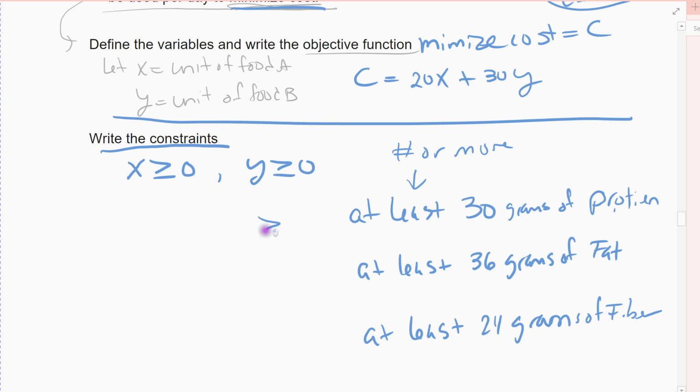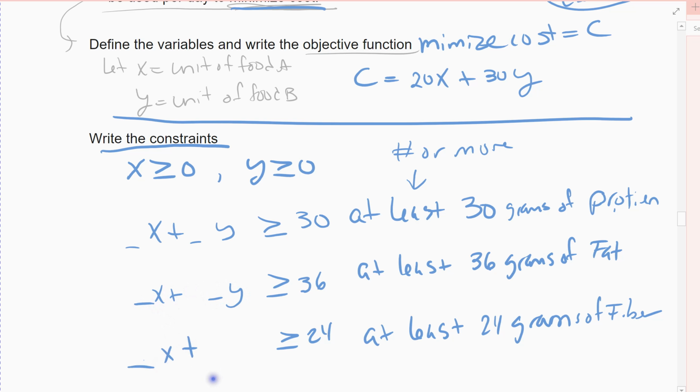And so greater than or equal to are what all of these are going to be. Greater than or equal to 30, greater than or equal to 36, greater than or equal to 24. And then I've got my equations that involve x and y's, and I've got to fill in the numbers in front of those that have to do with each of the protein, fat, and fiber. Alright, so we'll start with protein.